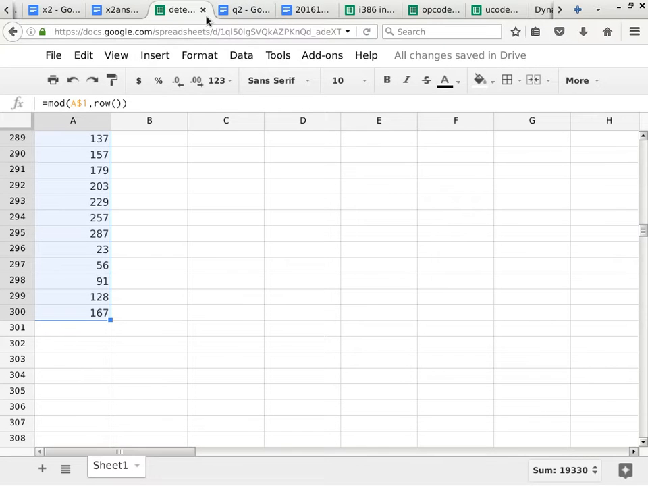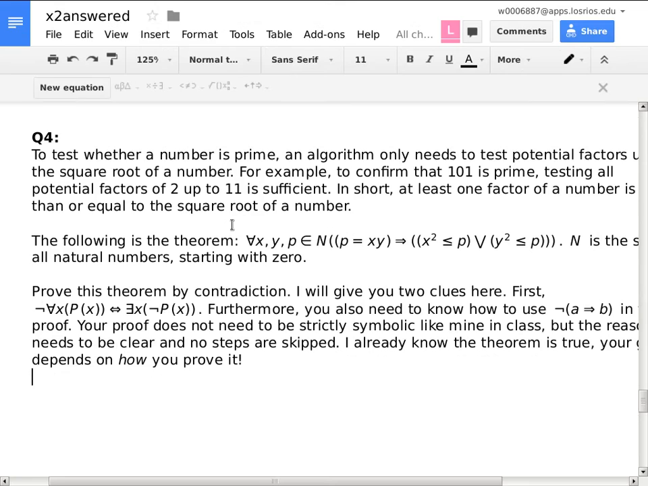All right, switching back to the question itself. The theorem that we are using is this one. I'm just going to highlight the theorem and then talk about it a little bit. The theorem is basically saying, go ahead and pick any three numbers x, y, and p as natural numbers. N is the set of all the natural numbers, starting with 0, because I have heard that some people say that natural numbers start with 1, so I just want to make sure it is clear that we're starting with 0. Starting with 1 wouldn't bother this theorem at all. It will still work.